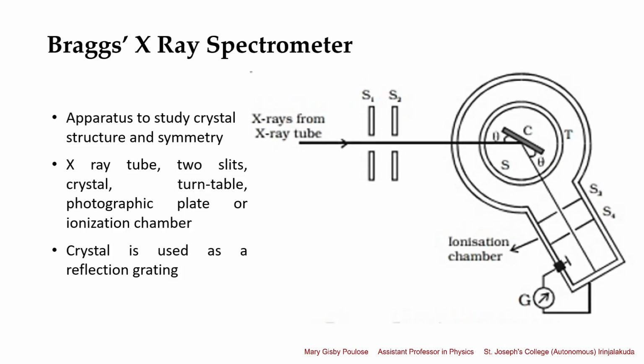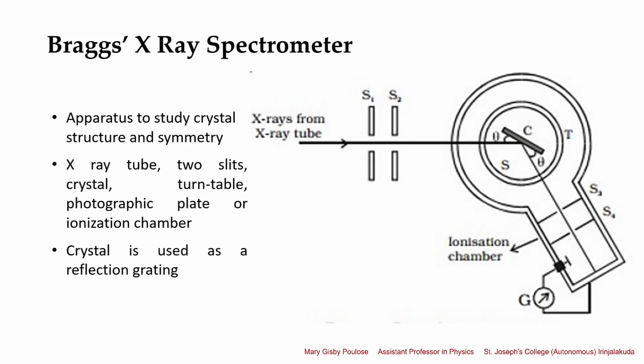So this is the figure, and here in this figure we can see that we need X-rays from an X-ray tube. So that is our source, and these X-rays are then passed through two slits, S1 and S2. This is to make the X-ray beam into a narrow beam. Okay. So this narrow beam is then made to fall on our sample, that is our crystal. This crystal is placed on a turntable. That is, that table can be rotated 360 degrees.